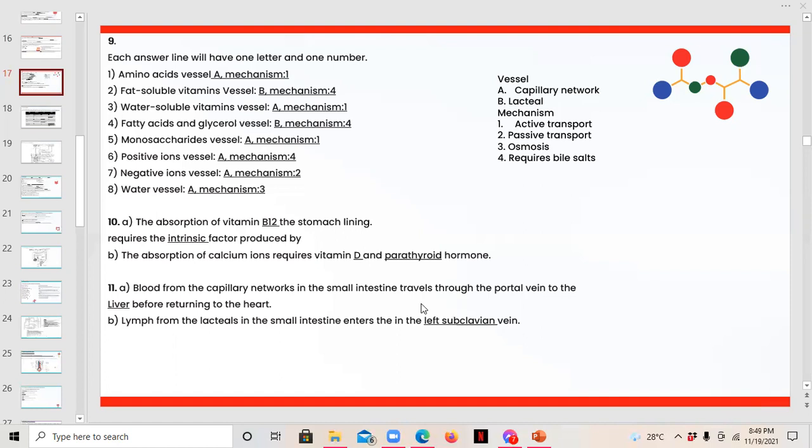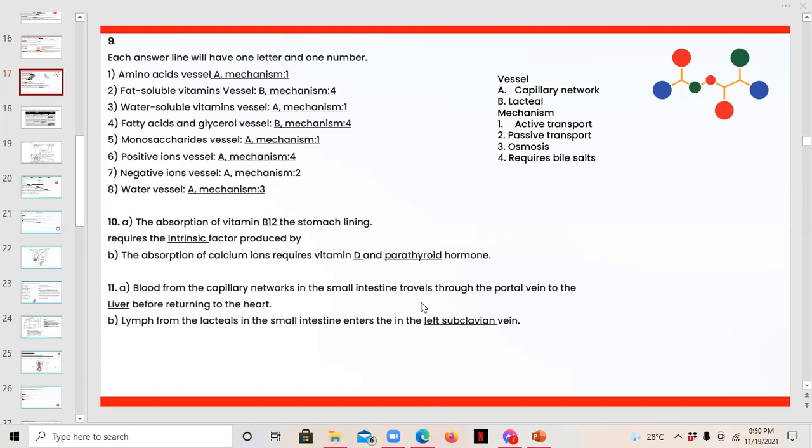Number 3, water-soluble vitamins. The answers are vessel A, capillary network, and mechanism 1, active transport. Number 4, fatty acids and glycerol. The answers are vessel B, lacteal, and mechanism 4, requires bile salts.